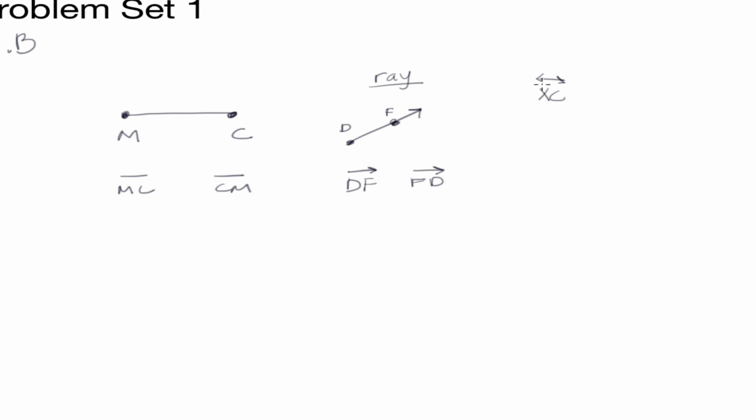Line XC has 2 arrows, representing that they both go in each direction infinitely. This represents that it goes in one direction infinitely. As you see here, it starts here. It has a beginning, but it has no end. Here you have both a beginning and an end. This should all be familiar language to you at this point. And that concludes the introduction of problem set 1.